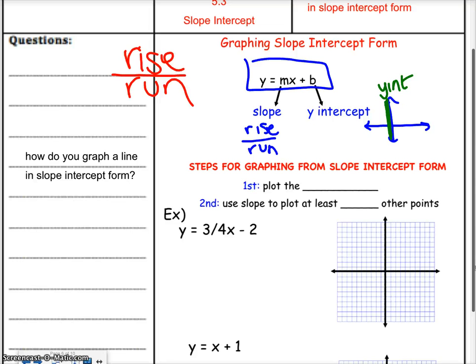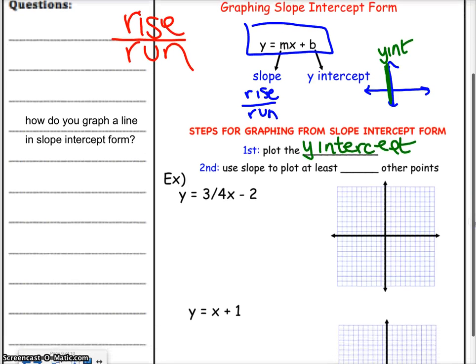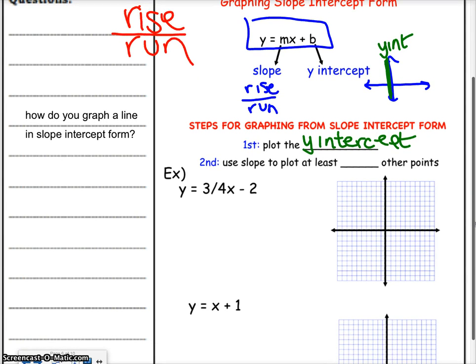So the first thing you do is plot the y-intercept. You cannot flip these steps around. You have to put a dot on the y-intercept first. You have to. I'm not lying. And then you're going to use the slope to find at least two other points. Sometimes you can't. So then you just deal with what you can do, okay?